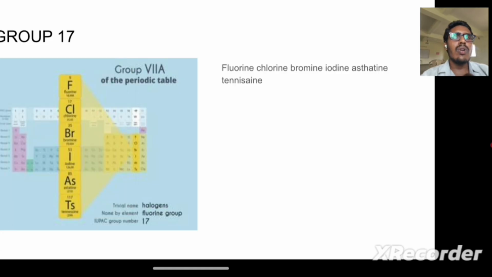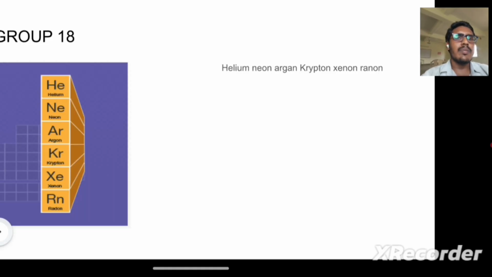Now let's move on to the last group, group 18. Group 18 contains the noble gases or inert gases. The elements are helium, neon, argon, krypton, xenon and radon. Even here you just need to remember helium. All the others rhyme: helium, neon, argon, krypton, xenon and radon.